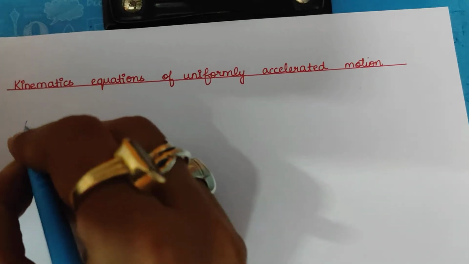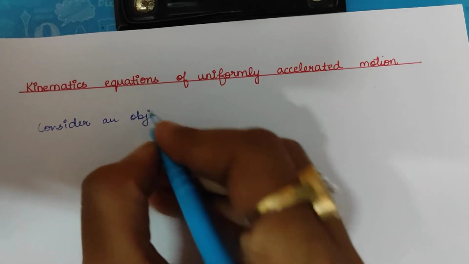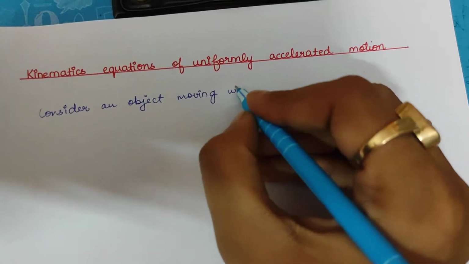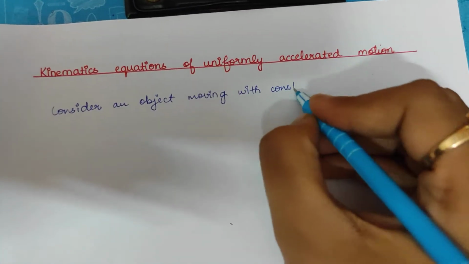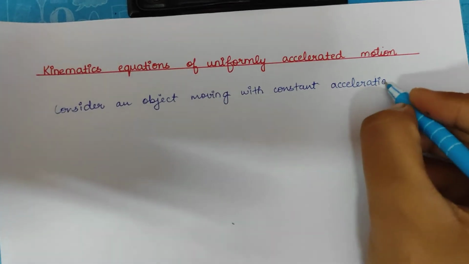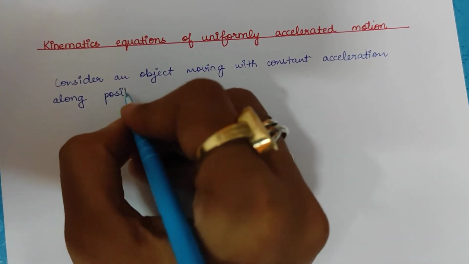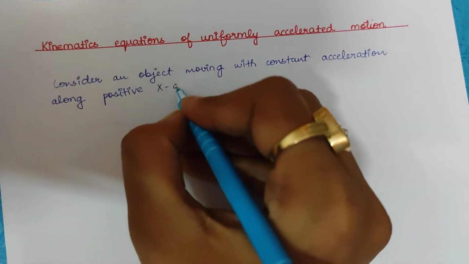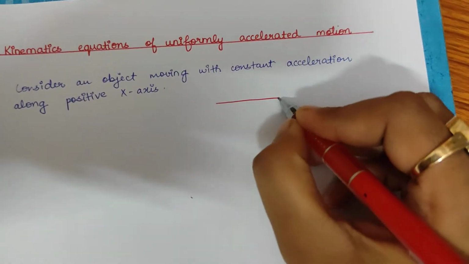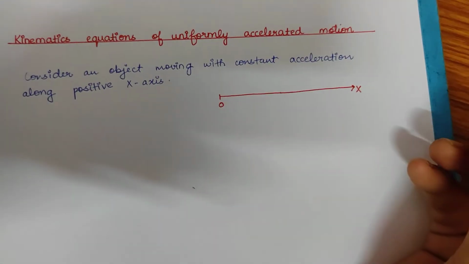Now we will consider that an object is moving with constant acceleration along the positive direction of the x-axis. Okay, so let us suppose that this is a positive x-axis and an object is moving.